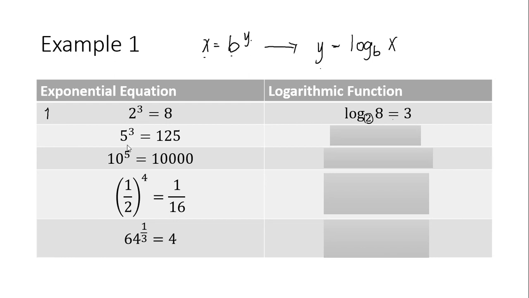Another one, we have number 2. 5 raised to 3 is equal to 125. Okay, transform natin into logarithmic function. Okay, the base 5 will be seen under the logarithm. Okay, the exponent 3 will be written on the other side of the function, and the 125 representing your x will be seen beside the logarithm. Okay, so pag binasa natin to, logarithm of 125 to the base of 5 is equal to positive 3. Okay, so ganun lang po yung gagawin po natin.